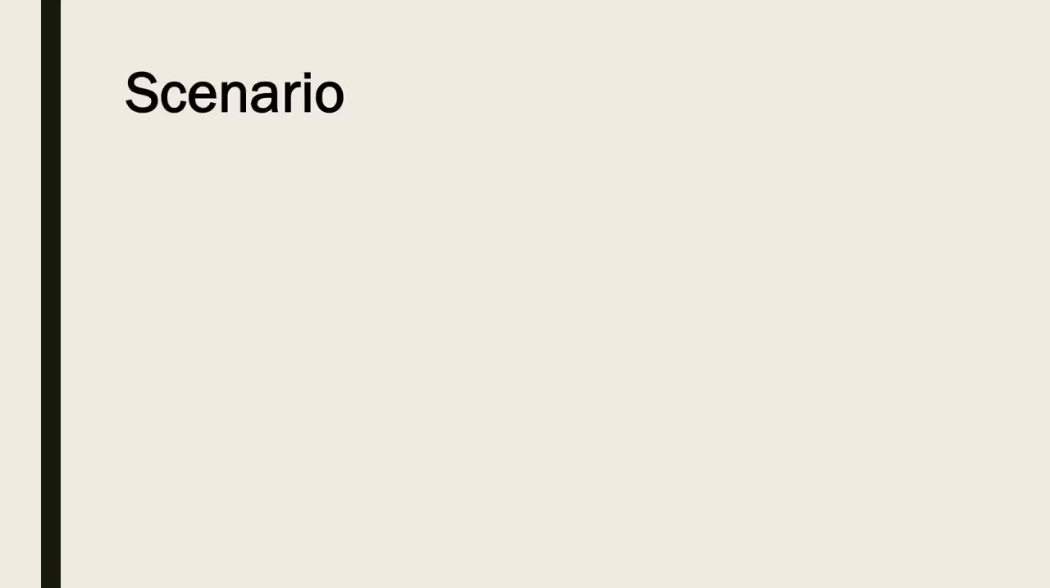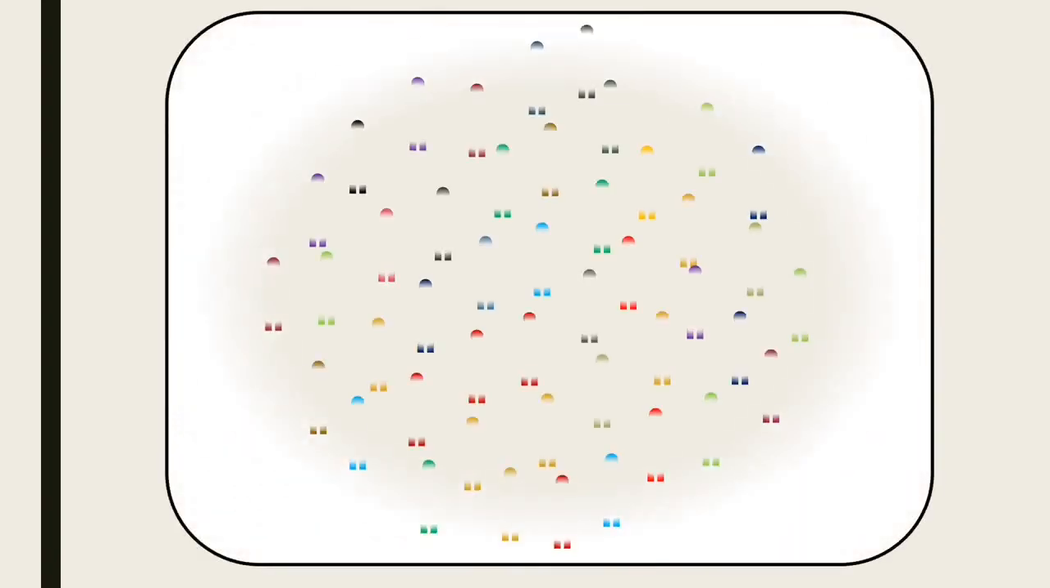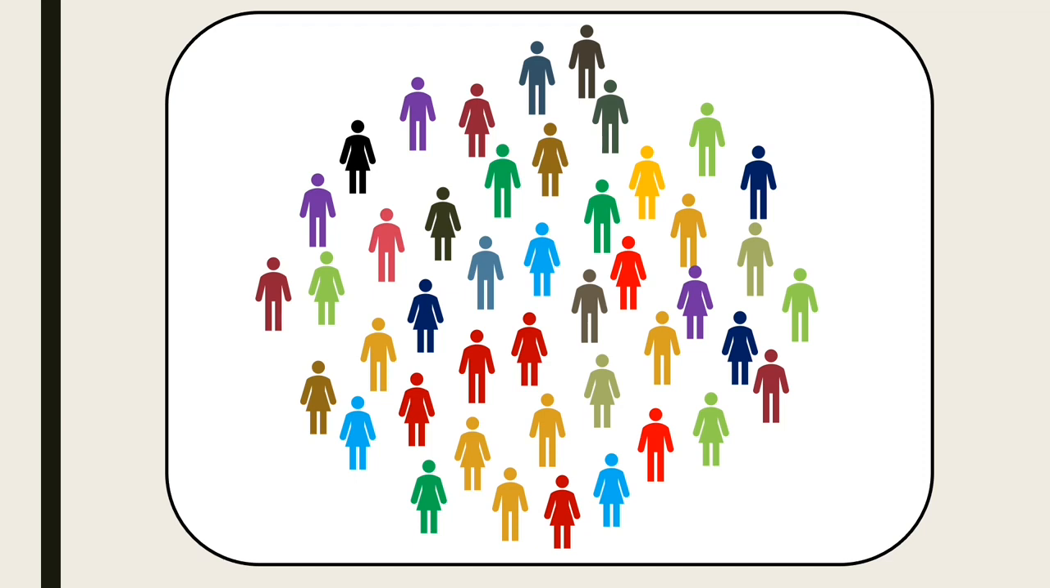Suppose you are interested to determine the average scientific skills of grade 6 students in your city. Technically, it would be very difficult for a researcher to obtain a list of all grade 6 students and employ simple random sampling across students in the city. But practically, you may obtain a list of schools in your city and collect data from a subset of this.